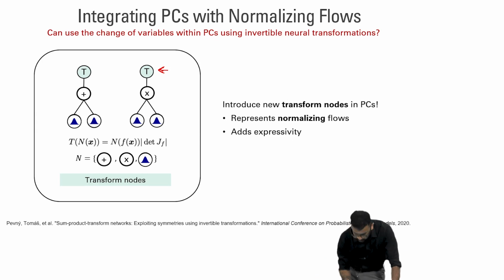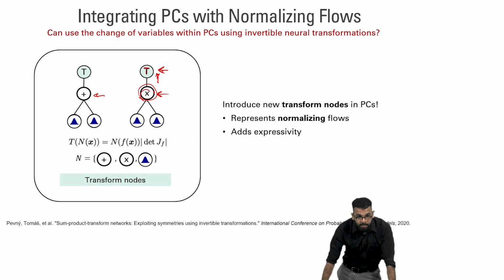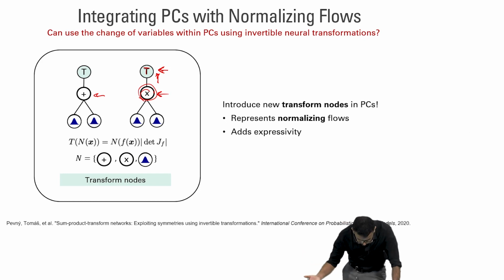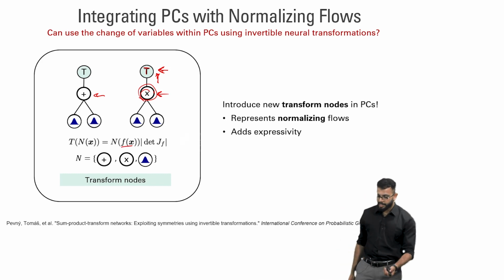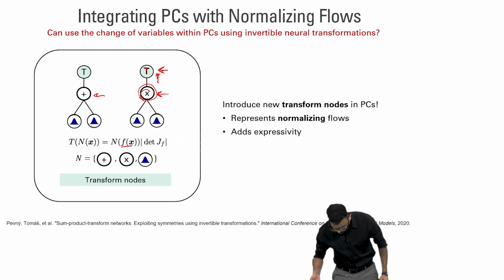Okay? So for example, I have a product node. I can add a transform node over it and treat the distribution that I have at the product node as my base distribution, and then have an invertible transformation here that transforms that density into something more complex. I can also do the same thing over a sum node, right? So one way to extend and build a hybrid class of models would be to add an additional node in your PC that does this change of variables formula through an invertible neural transformation. Such a model would definitely add expressivity to your probabilistic circuit, right?